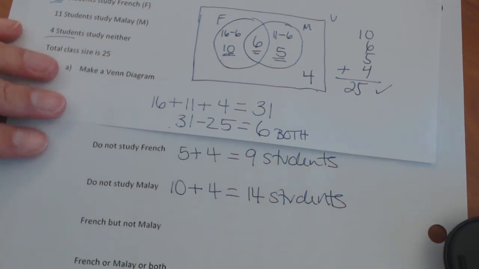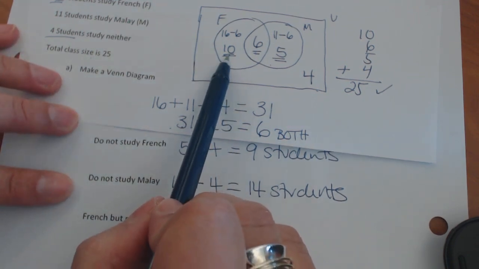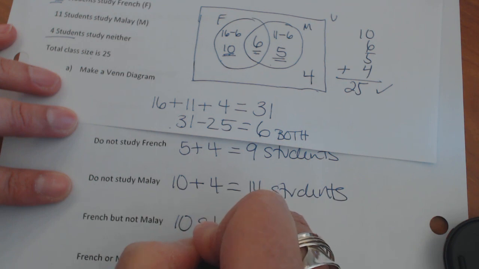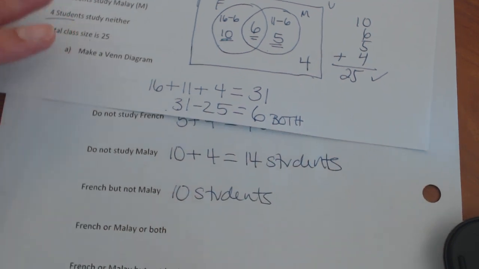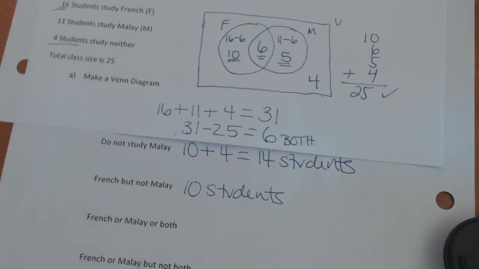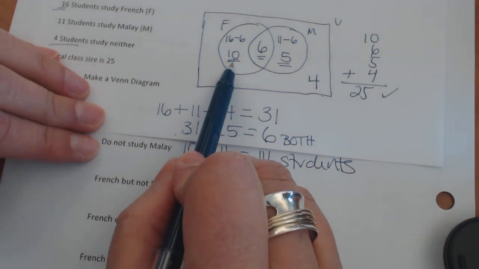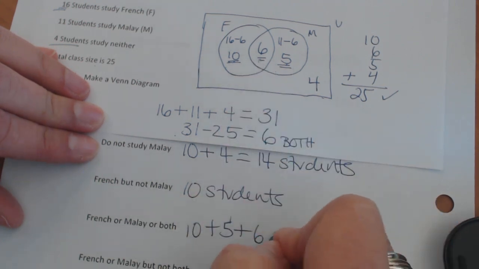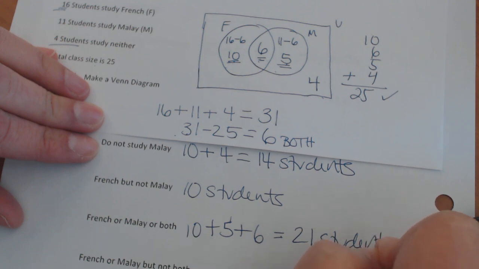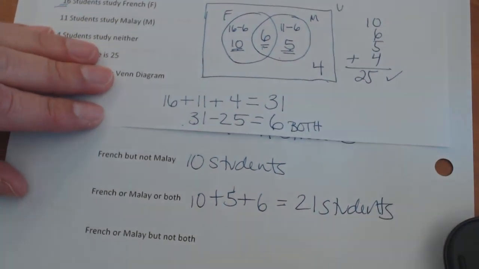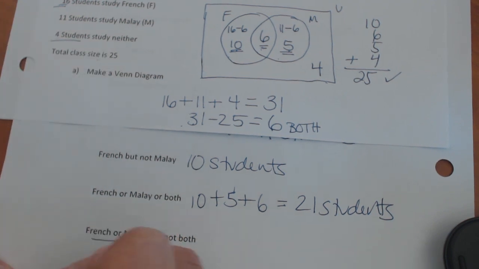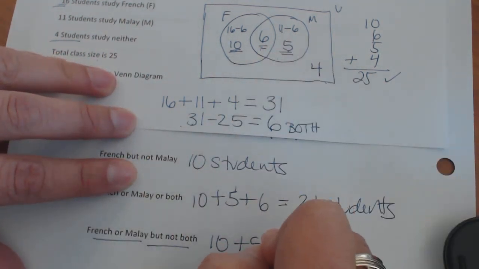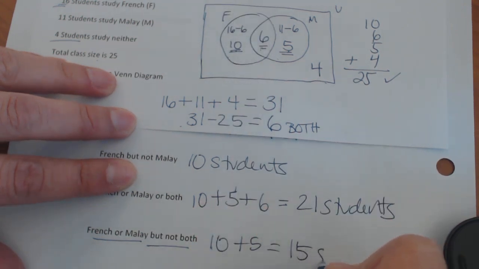French, but not Malay. So here's our French. We have 10 that just study French. We have 6 that study Malay too. So they're just looking for that 10. That's basically just French. Okay. French or Malay or both. This is that inclusive or question. So we have French, which is the 10, or we have Malay, which is the 5, or we have both, which is the 6, and that's going to give us 21 students. And the last one, French or Malay but not both. Ooh, French or Malay but not both. All right, just French is 10, just Malay is 5. We cannot have both, so that's going to be 15 students.